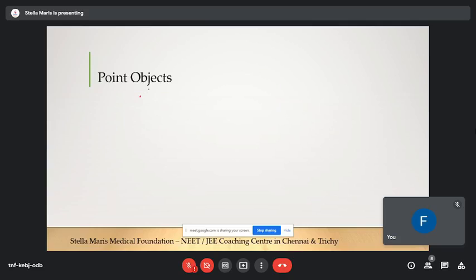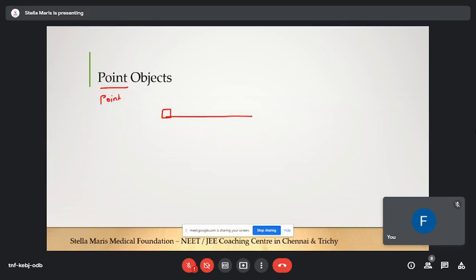When we are calculating or describing the motion of an object moving along a straight line, that object is considered as a point. So that is called a point object. We'll call those objects point objects. Let's say this is a box. So this box becomes a point object.